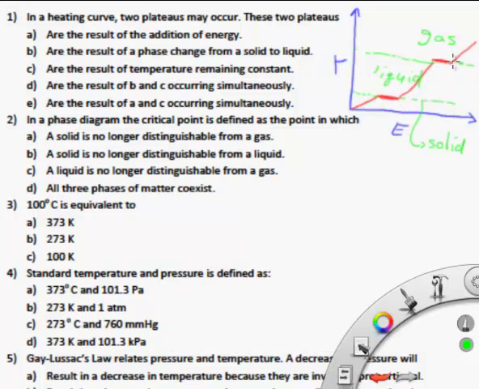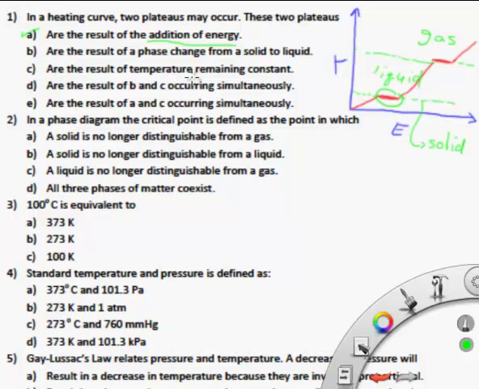These two plateaus, what's happening in these two plateaus? Well, first and foremost, we are adding energy in both plateaus. Throughout the entire graph, we are adding energy. So A, yes, we're doing that. B, are the result of a phase change from solid to liquid? Well, from solid to liquid, that is one of the plateaus, but the question refers to both plateaus. So that's right, but only for half.